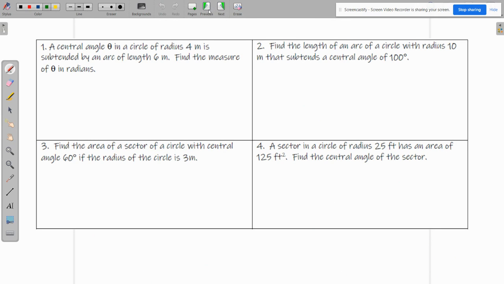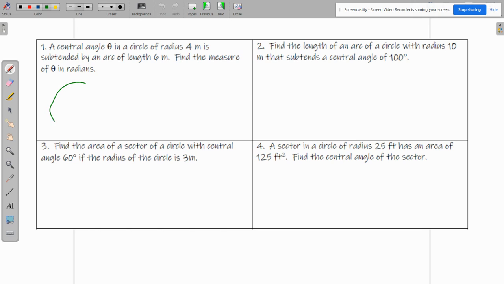So now we can look through a few examples to practice this. The key here is keeping in mind that theta must be in radians. So number 1, a central angle theta in a circle of radius 4 meters is subtended by an arc of length 6 meters. Find the measure of theta in radians.